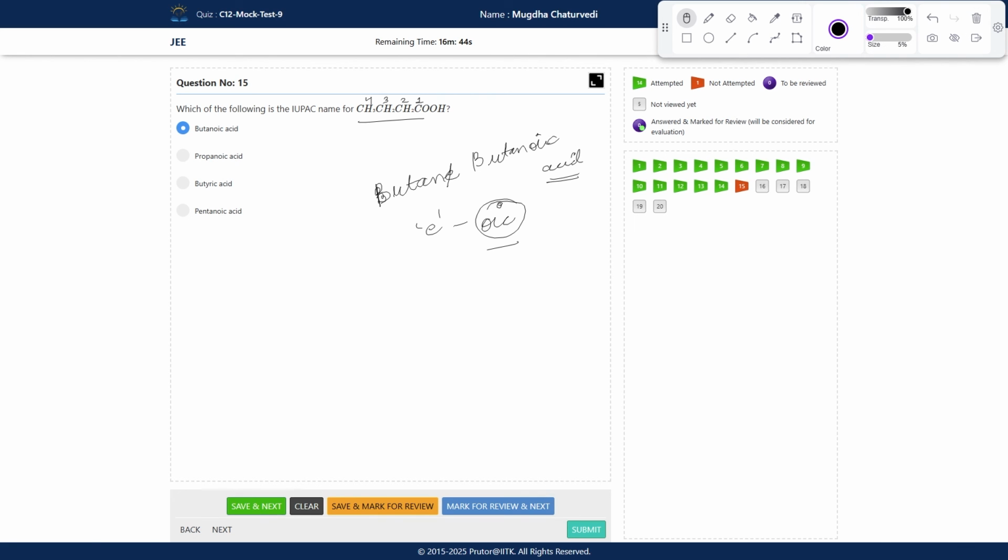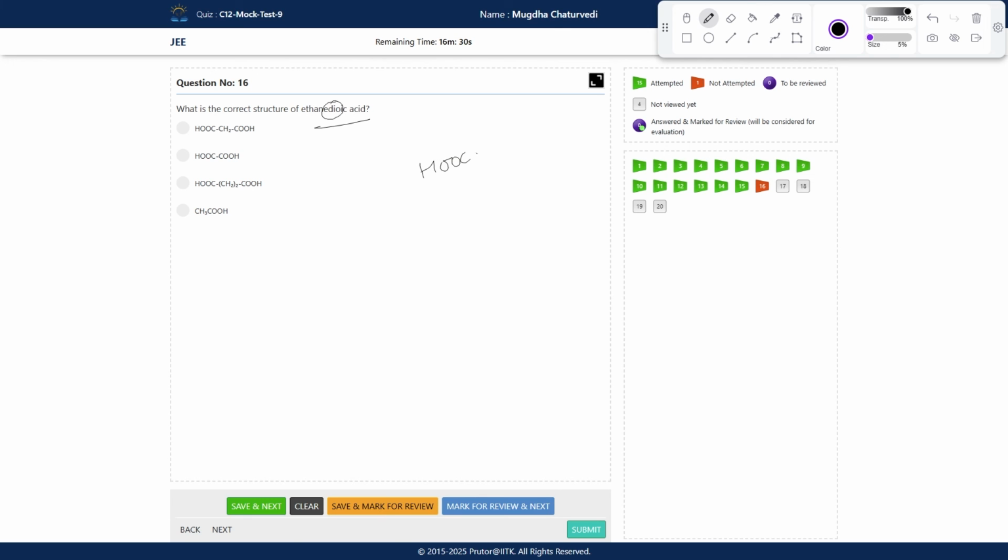Let us see the next question. It is asking what is the correct structure of ethane dioic acid. If you see over here, again di is coming. Di means 2 carboxylic groups must be present. So the correct structure will be this one for ethane dioic acid. If there are 2 carbon atoms, the root word is ethane, and since di is coming, that means 2 carboxyl groups must be present. So the correct option will be the second option. For ethane dioic, the correct structure will be this.